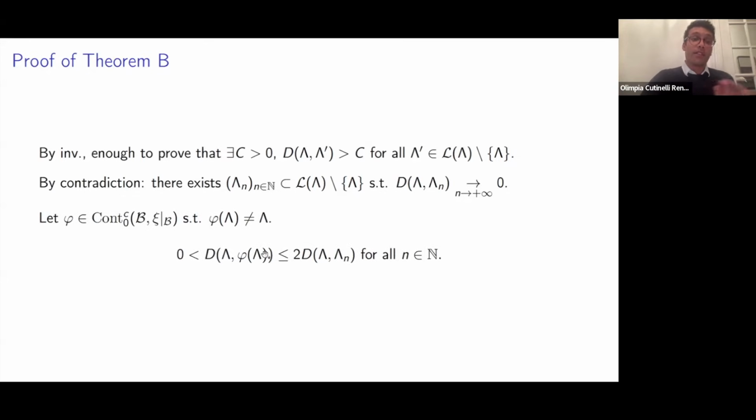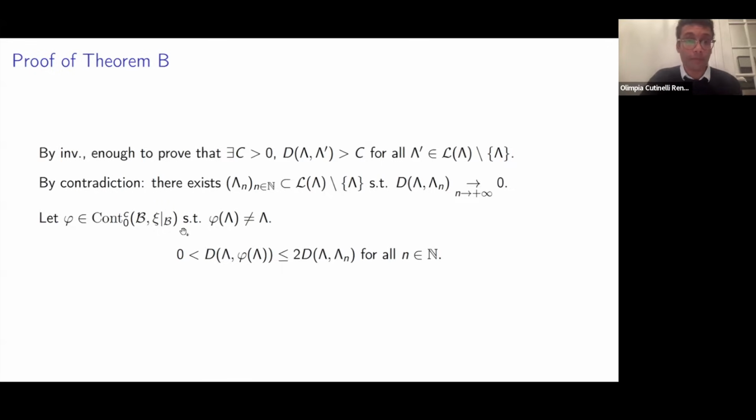And then you take this contactomorphism. So curly B, just recall, curly B is a small ball that intersects lambda in a small chart. But then you can construct a contactomorphism phi supported in curly B such that phi lambda is different from lambda. You just push lambda a little bit in this small chart.